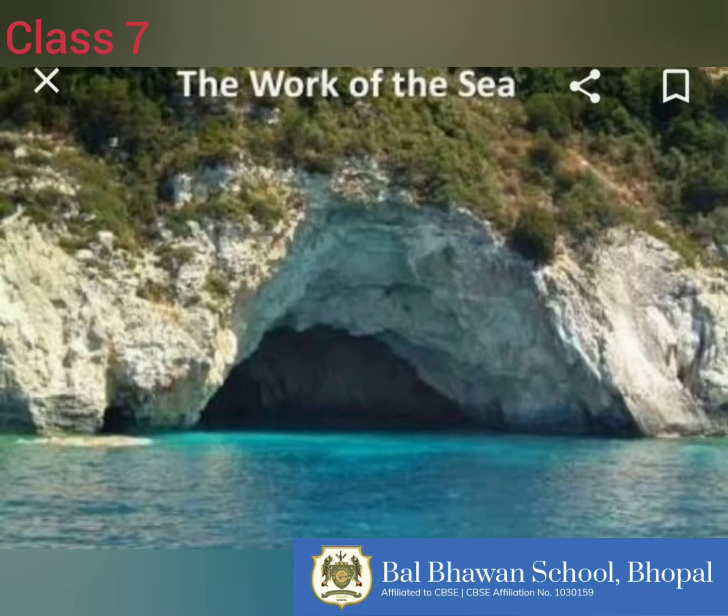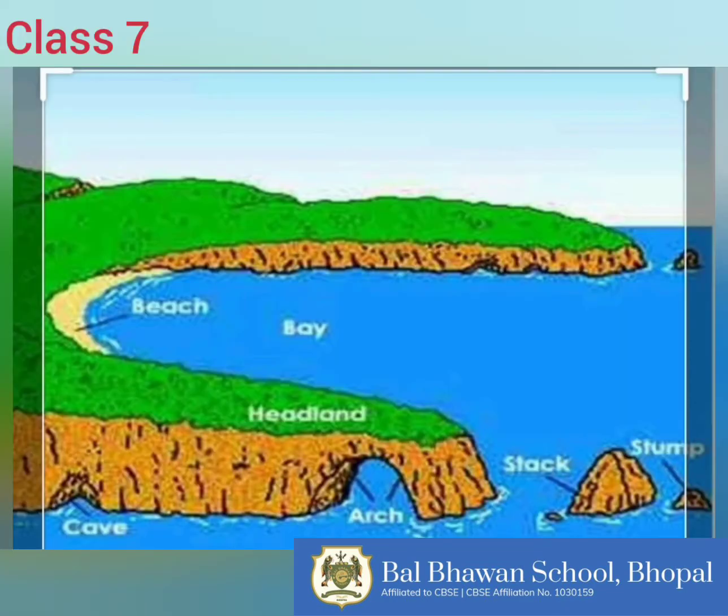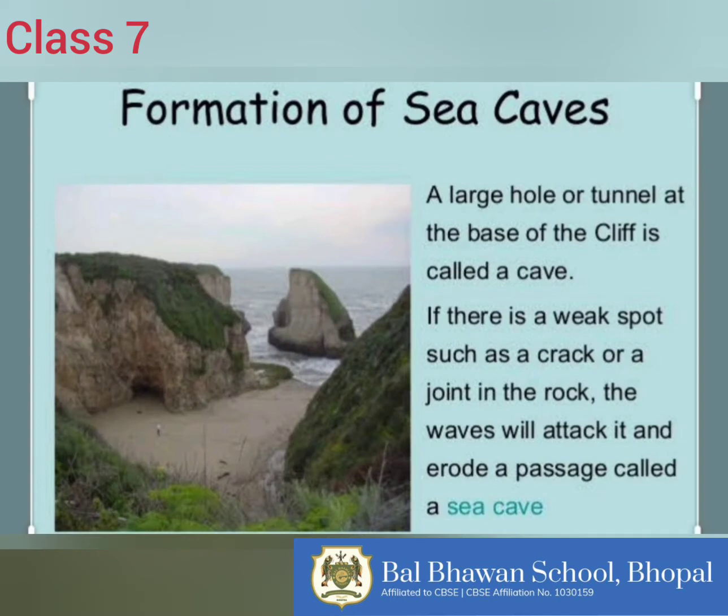Now let us discuss the work of sea waves. Sea water performs erosional and depositional work through sea waves. It is also aided by currents, tides, and storms. The work of sea waves is also known as marine erosion and marine deposition. It is confined to a narrow belt along the coast. The erosional and depositional work of sea waves gives rise to coastal landforms.